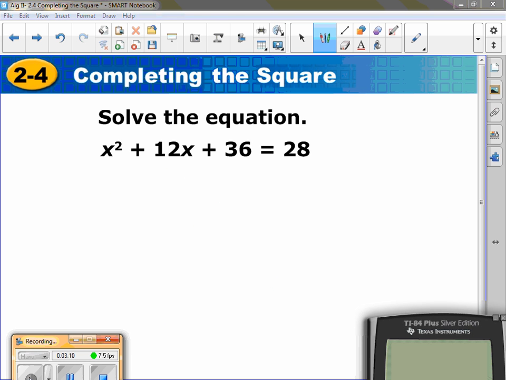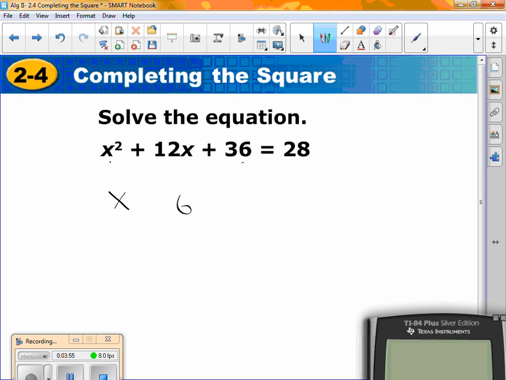For this problem here, I have x squared plus 12x plus 36 equals 28. Now looking at what we have on the left-hand side of the equation, what can you tell me about x squared plus 12x plus 36? Anything in common here? No, nothing in common between all of them. Can I take the square root? X. Can I take the square root?